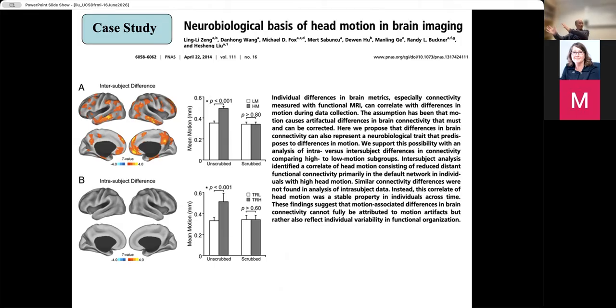Given that I've only given you like two minutes of paper, we just stay in the same groups. Yeah, you stay in the same group or whatever. Scrubbing: if there was a high motion, low motion group, did they scrub the same amount of time points from each? Or are there more scrubs from the high versus the low?